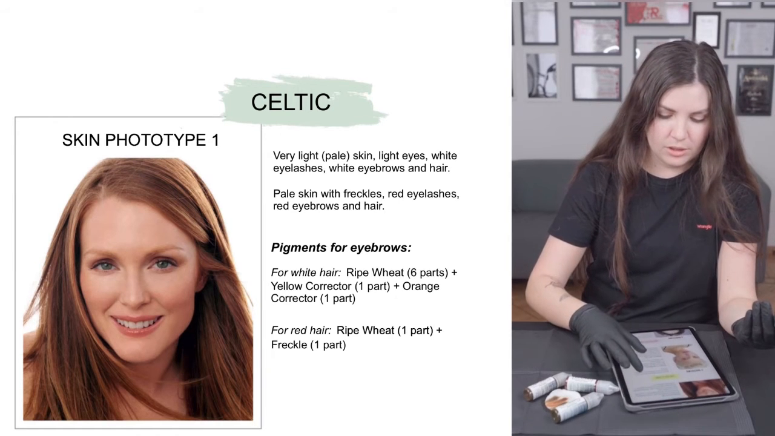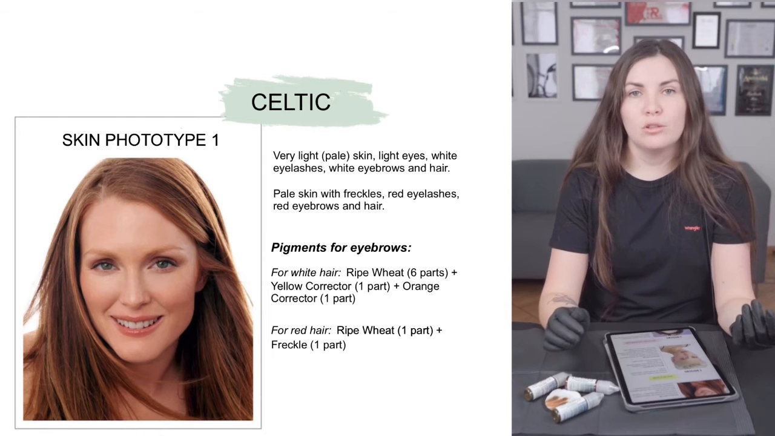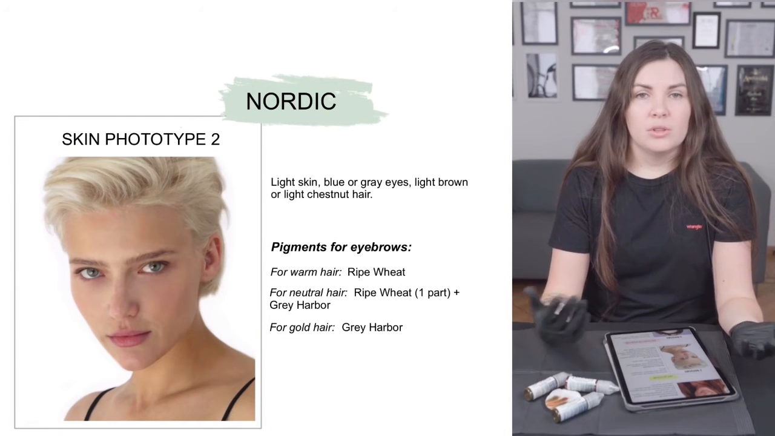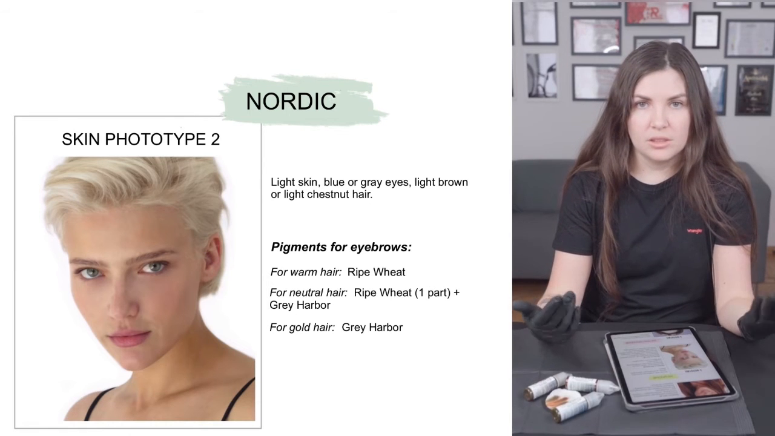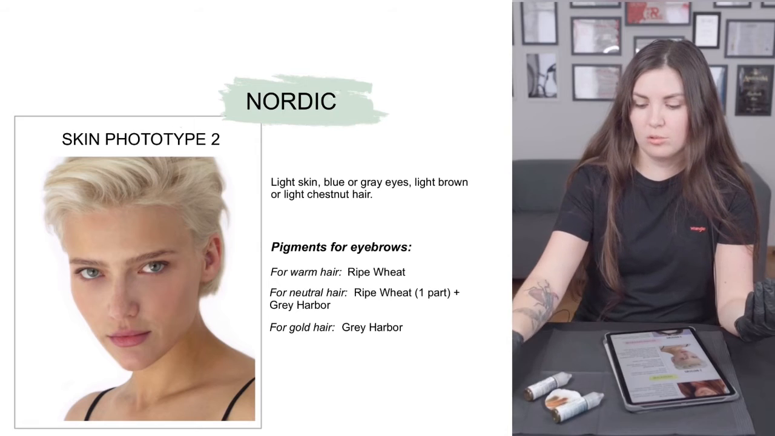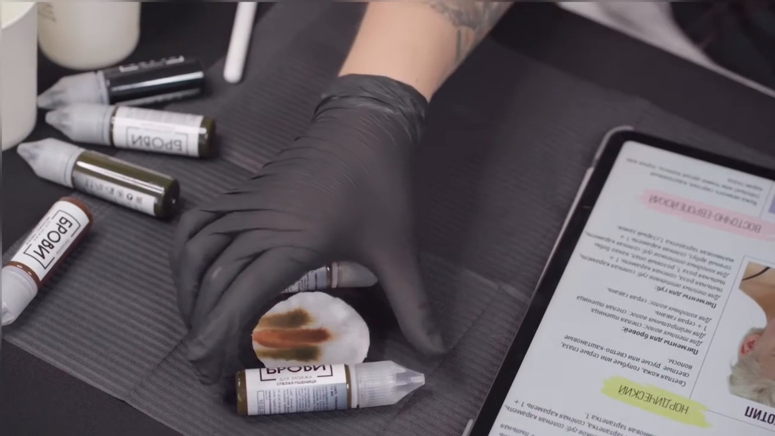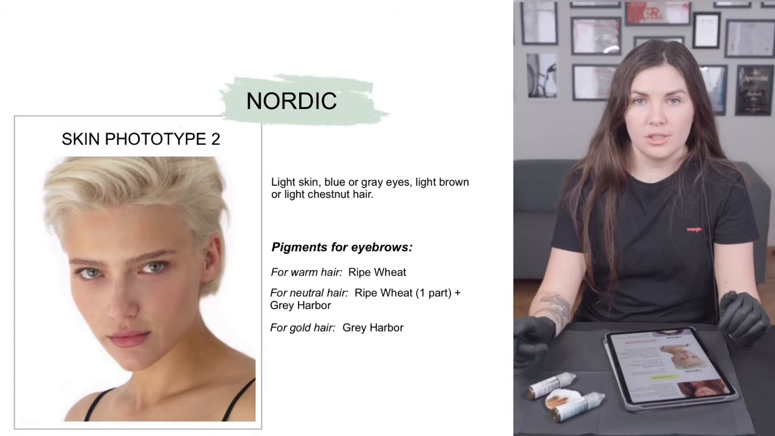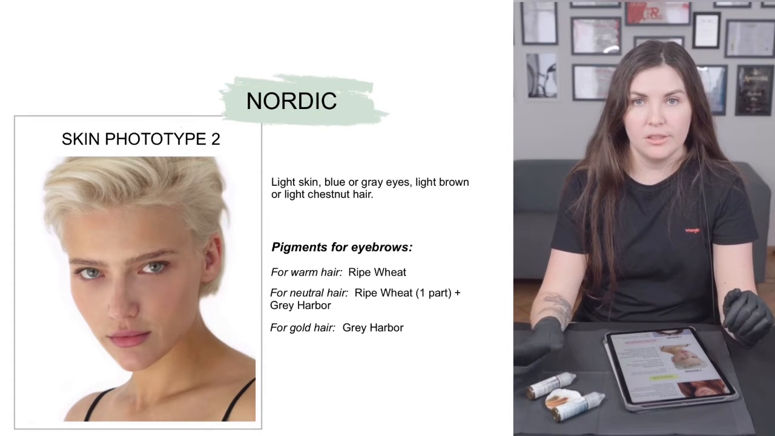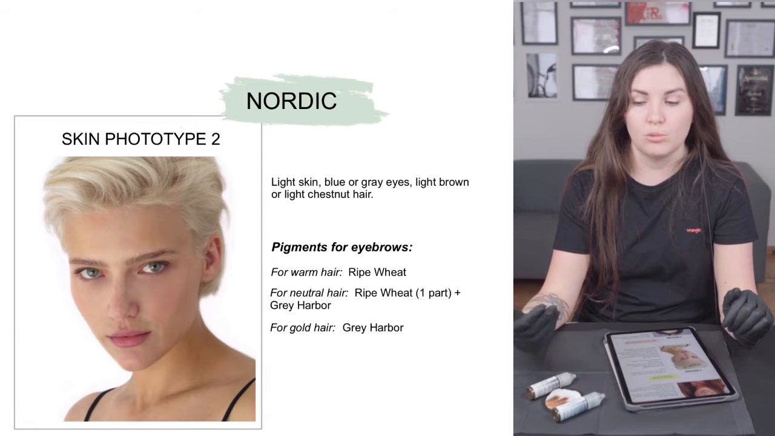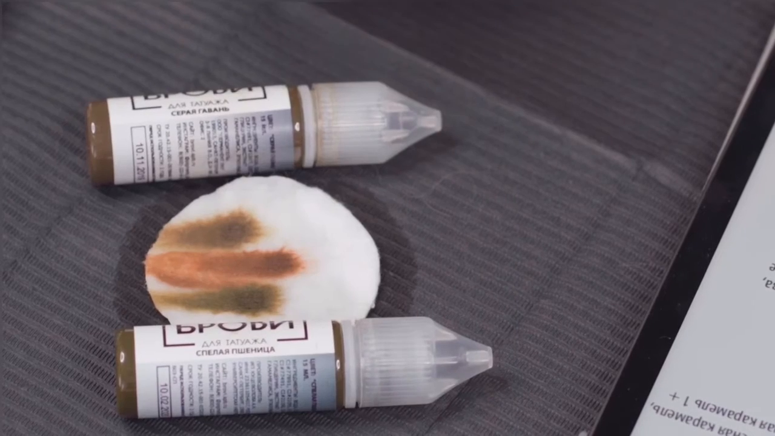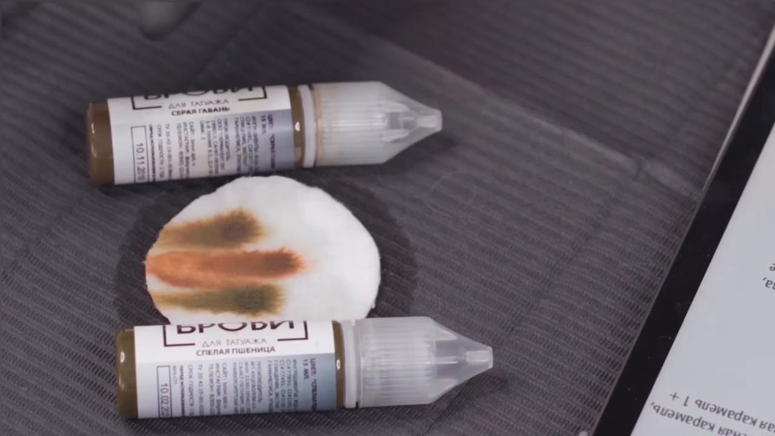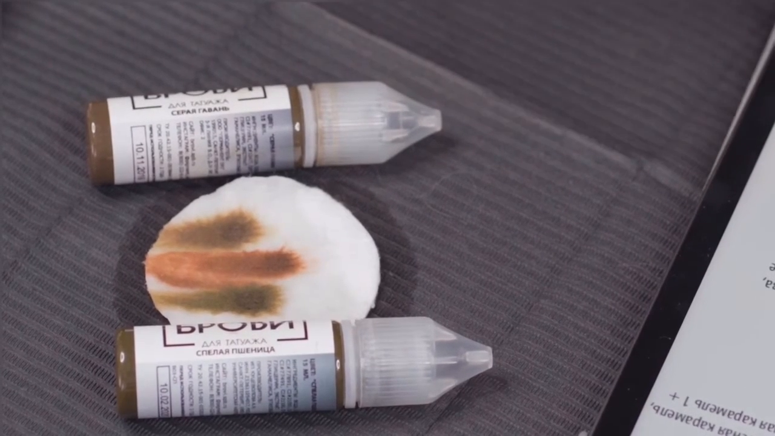Now phototype 2. This phototype is very easy to work with and is one of my favorites, the Nordic phototype. It includes all types of blondes: light blonde, warm blonde, cold blonde, and blonde with a gray tint. For them, I recommend using the same colors as we used earlier, Grey Harbor and Ripe Wheat. They can be used as is, meaning that for cold blonde, whose hair looks more grayish, we can use Grey Harbor that has a yellow base. For warmer blondes that look more copper, I would even say wheat-looking ones, we can use the Ripe Wheat color. As you see, the name of the pigment speaks for itself.